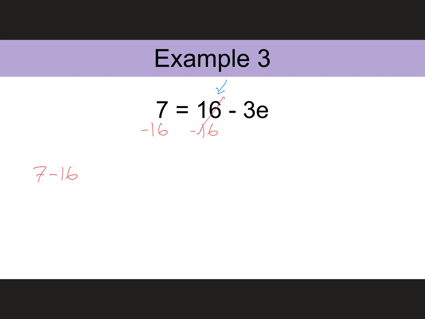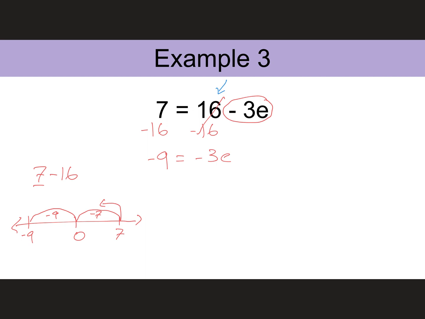Well, on a number line, if I'm starting at 7, my 7 is going to be over here. Then I need to go minus 16. So if I go minus 7, I'll get to 0. Then I need a minus 9 more to get over here, which is going to put me at negative 9. So I have negative 9 is equal to, don't forget to include that sign in front of it, a negative 3e.